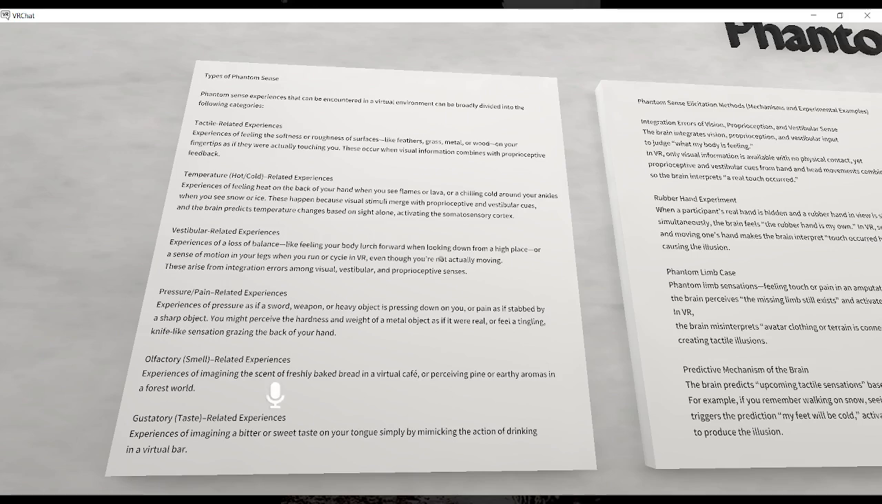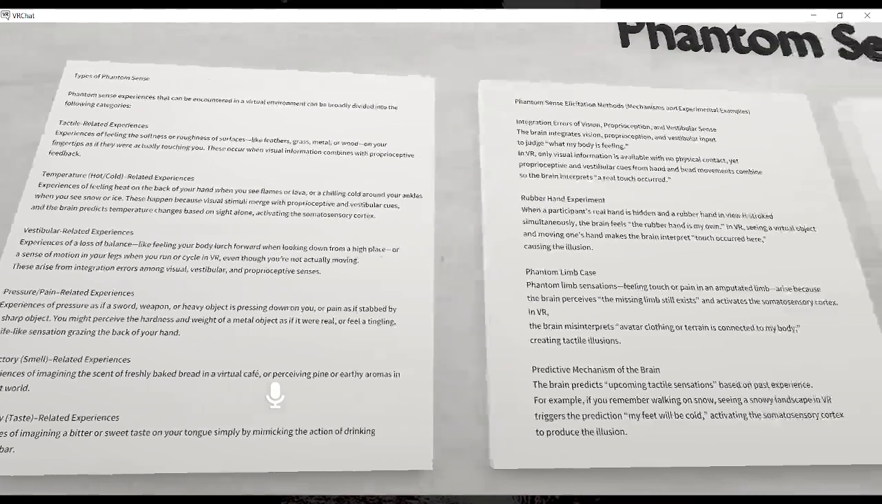Olfactory, smell-related experiences. Experience of imagining the scent of freshly baked bread in a virtual cafe, or perceiving pine or earthy aromas in a restaurant. Gustatory, taste-related experiences. Experiences of imagining a bitter or sweet taste on your tongue simply by mimicking the action of drinking or eating in a virtual bar.